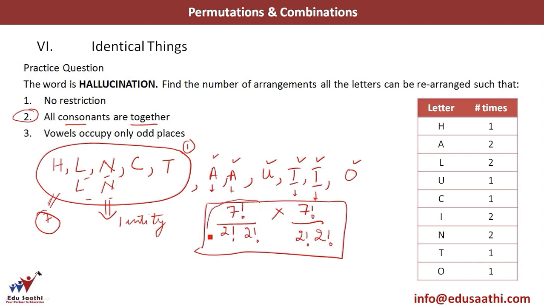What does this first part mean? This is the arrangement when I considered all the consonants as one entity. So this takes care of the part that all the consonants will always occur together. And this second part arranges the consonants among themselves, in that one entity which I have considered here. These are the number of ways in which the consonants arrange among themselves. This part ensures that they remain together.